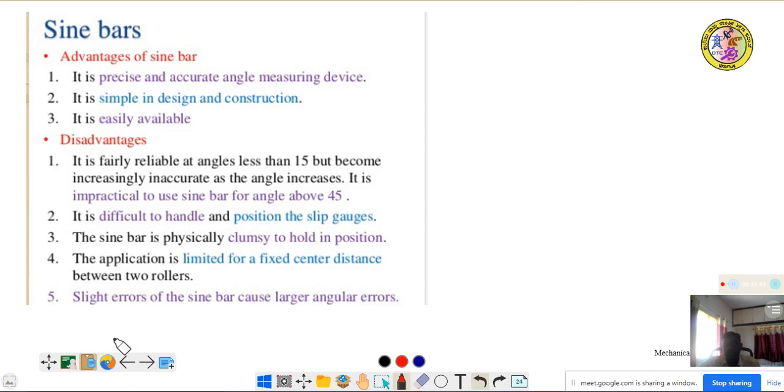So there are advantages as well as disadvantages in sine bars. It is a precise and accurate angle measuring device.